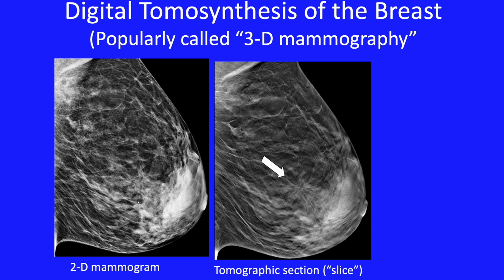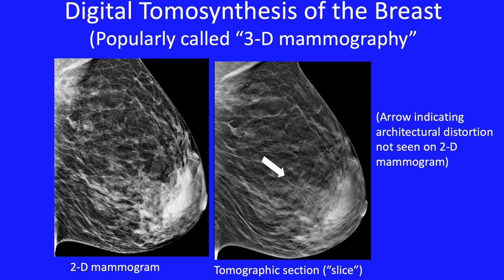A variation of a routine mammography is digital tomosynthesis, commonly called 3D mammography, which can reveal findings not visible on routine projection mammography. The procedure is the same from the patient's point of view, although it will take a few seconds longer. As shown in the slide, at the point of the arrow, architectural distortion can be more readily appreciated using this enhanced imaging modality when compared to 2D mammography.